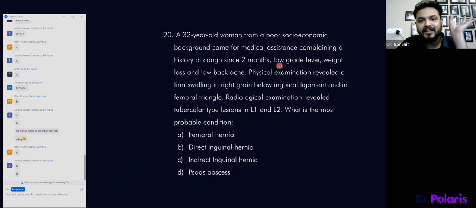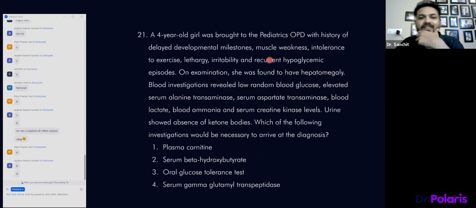Anyone has any questions on this? Low grade fever, weight loss, low back ache, everything is in the retroperitoneum, right? And this turns out to be tubercular, likely to be psoas abscess. So this is also psoas abscess. Anyone has any doubt on this? Such questions are very common. Whenever you see TB, don't forget psoas. I'm not saying every time it will be psoas, but yes, 9,000 times out of 10,000 it will be psoas abscess. Okay, chalo. Now I'll move on to the 21st question.